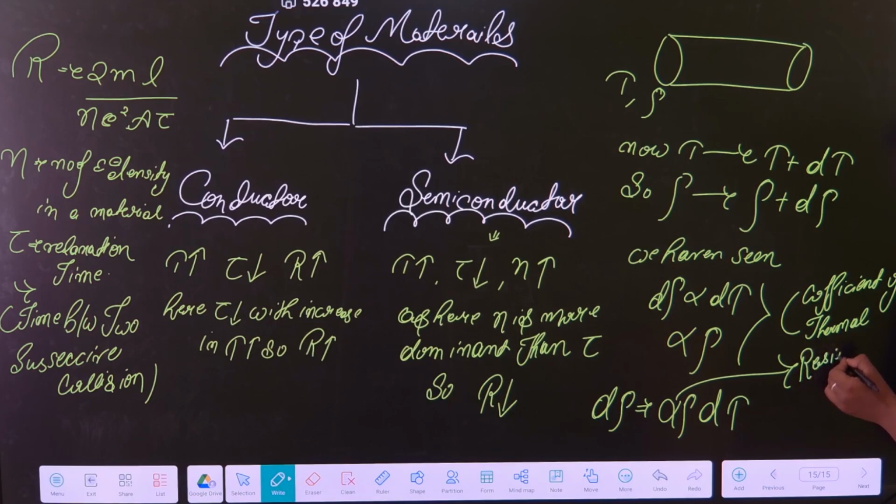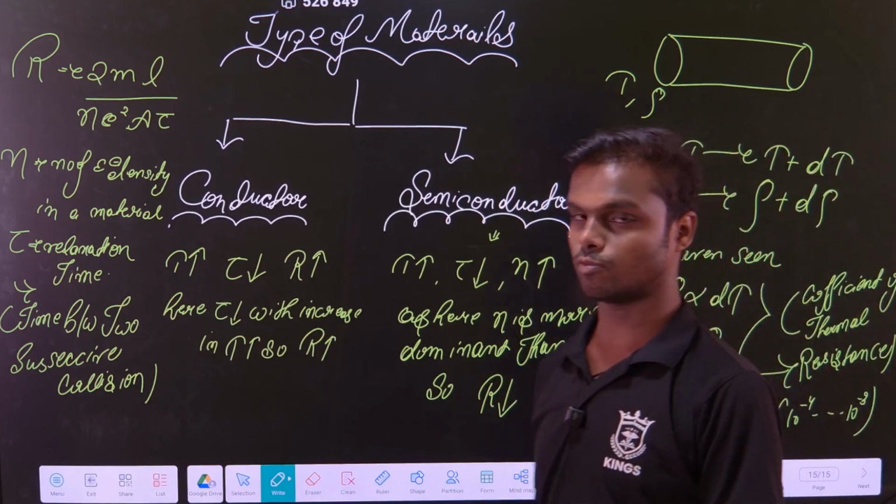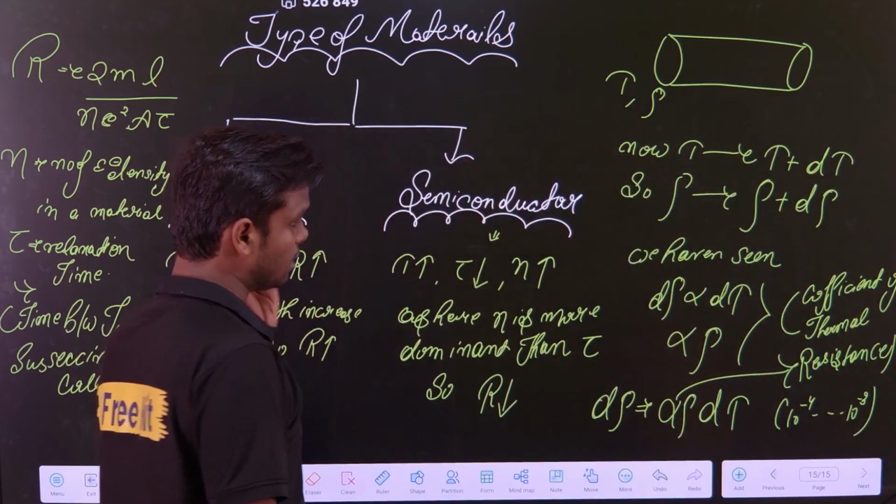This is called the coefficient of thermal resistance. Clear? And its value will be almost between 10 to the power minus 4 to 10 to the power minus 3, minus 2, like that. You will get the value in this range. It is a very small thing basically. So that is the thing you are getting.